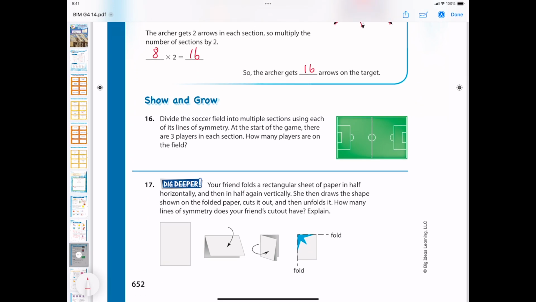Now let's do show and grow. Divide the soccer field into multiple sections using each of its lines of symmetry. At the start of the game, there are 3 players in each section. How many players are on the field? So let's find out the lines of symmetry first. You cannot cut it and fold it diagonally, right? This is a rectangle. If it were a square it would be possible, but it's not. 1 and 2. That's all I can think of, right? And if there are 3 players in each section, then 3 times 4. How many players? 12 players.